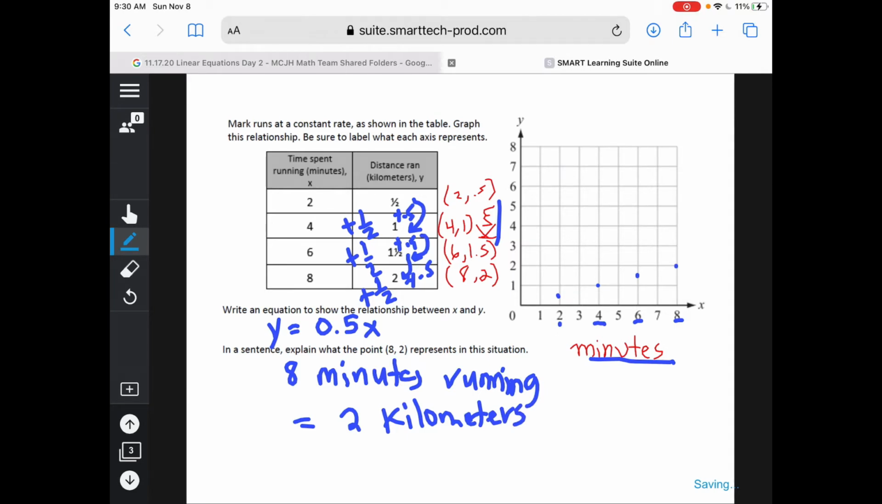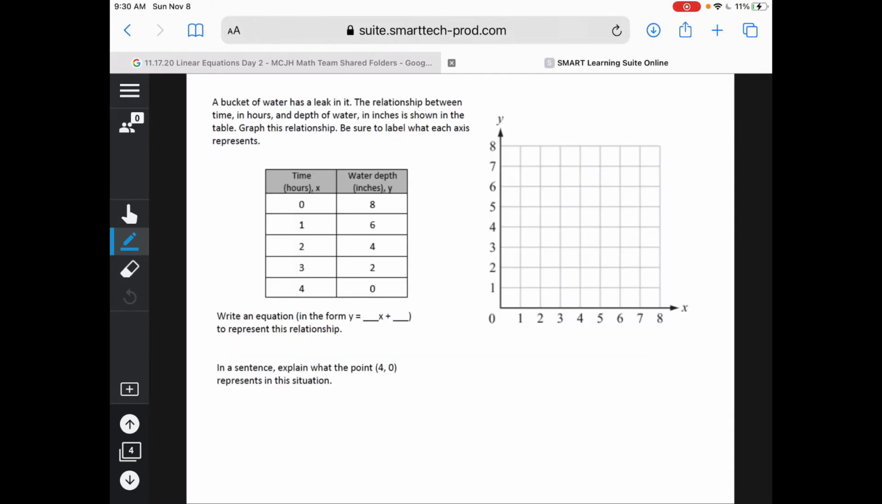All right, so let's continue on. A bucket of water has a leak in it. The relationship between the time in hours and depth of water in inches is shown in the table. Graph the relationship and be sure to label what each axis represents. So again, on the left-hand side, we have the x. For the x-axis, this would be hours. And then on the y-axis, we would put inches.